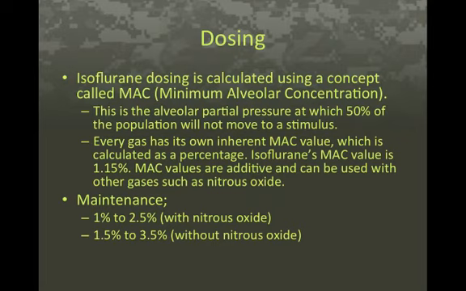Isoflurane dosing is calculated using a concept called MAC, minimum alveolar concentration. This is the alveolar partial pressure at which 50% of the population will not move to a stimulus. Every gas has its own inherent MAC value, which is calculated as a percentage. Isoflurane's MAC value is 1.15%. MAC values are additive and can be used with other gases, such as nitrous oxide.